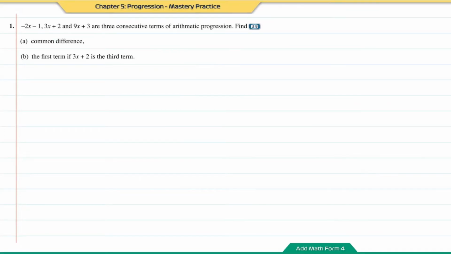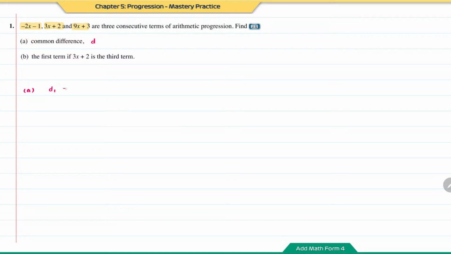Mastery practice questions number 1. These are the three consecutive terms of an arithmetic progression. So A, we want to find the common difference. The common difference of an arithmetic progression is the difference between any two consecutive terms. So for question A, we want the common difference, which is the d.